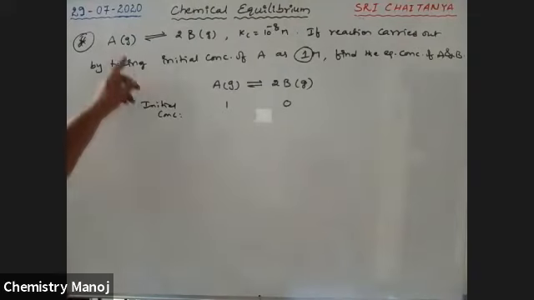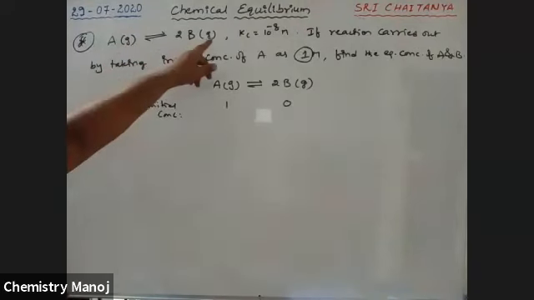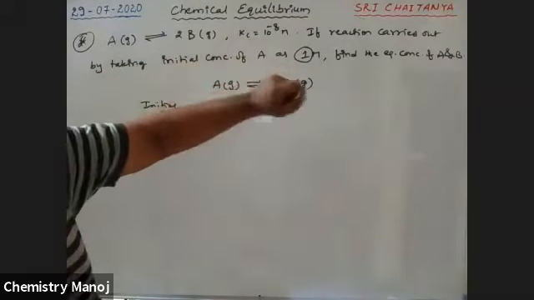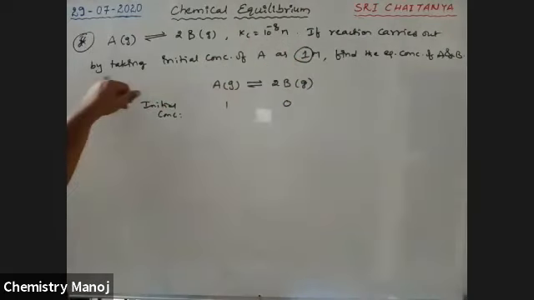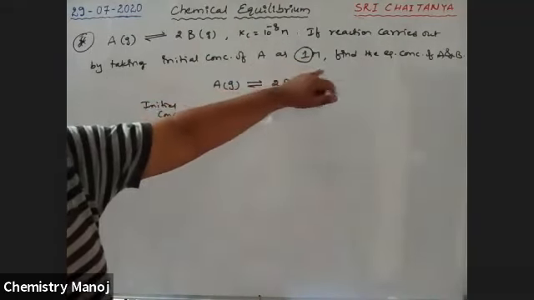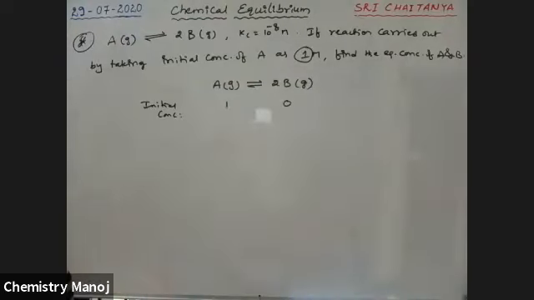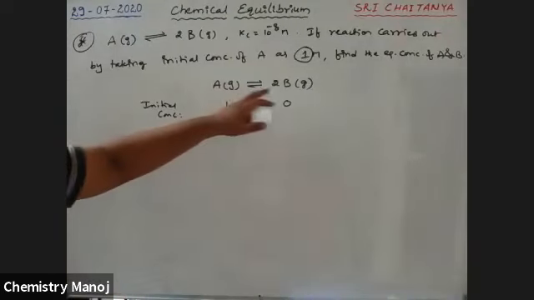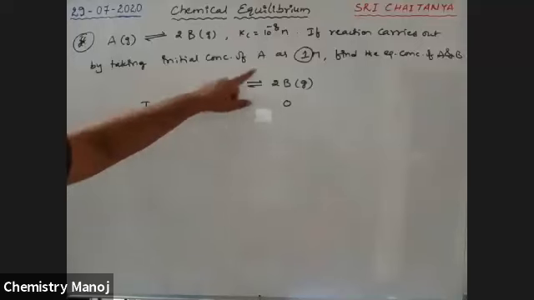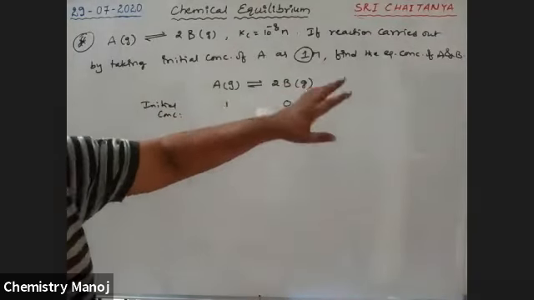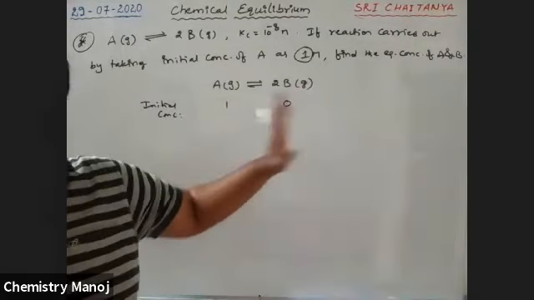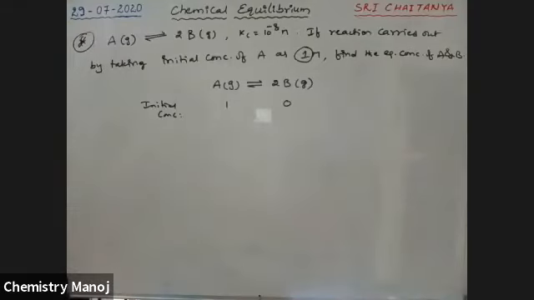Okay, right? So A gas reversible with 2B gas, Kc is equal to 10 power minus 8 M. If the reaction is carried out by taking the initial concentration of A as 1 M, find the equilibrium concentration of A and B. So this is the reaction. The initial concentration of A is given as 1 M and B is not given, therefore B is not initially taken. Therefore, its value is taken as 0.